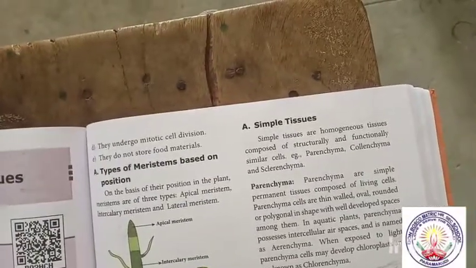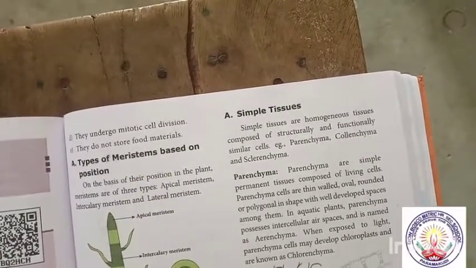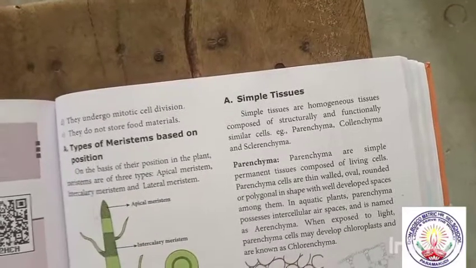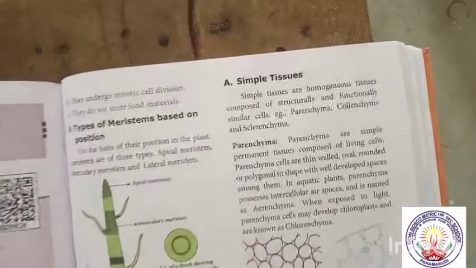Simple tissues are homogeneous tissues composed of structurally and functionally similar cells. Example, parenchyma, collenchyma and sclerenchyma.